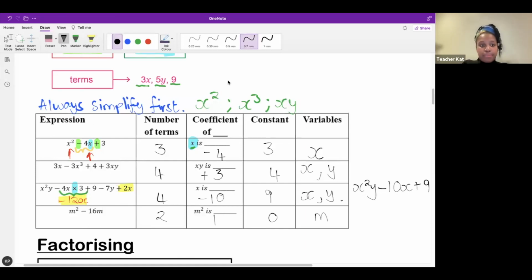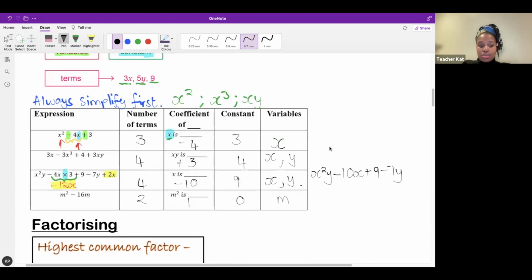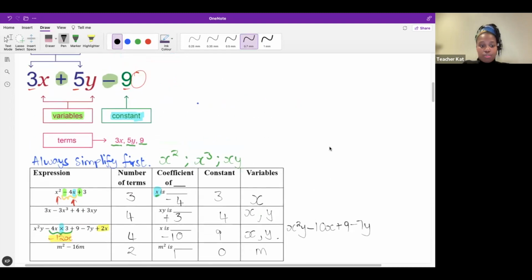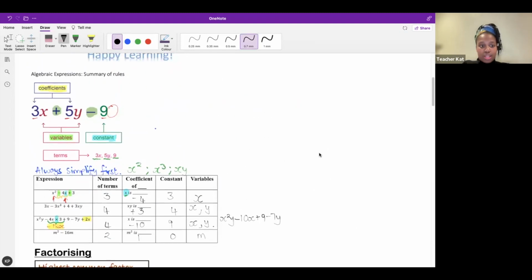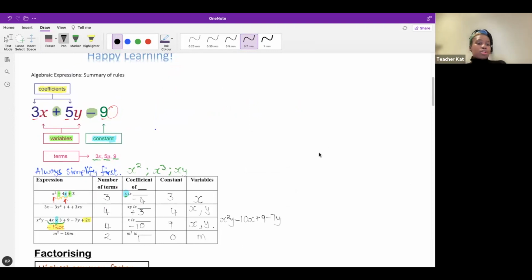You're welcome. Okay, let me zoom out so we can take a screenshot. Zoom out again. There we go. And then we're moving on to the next part of today's lesson.